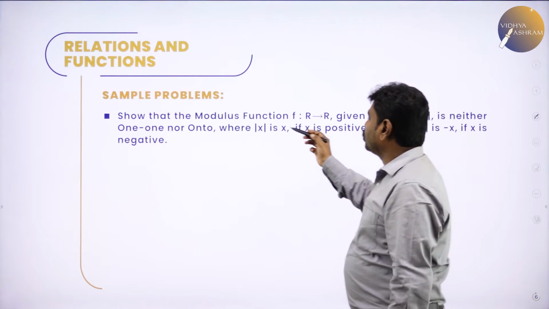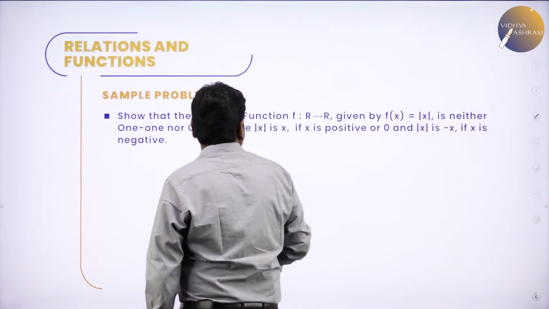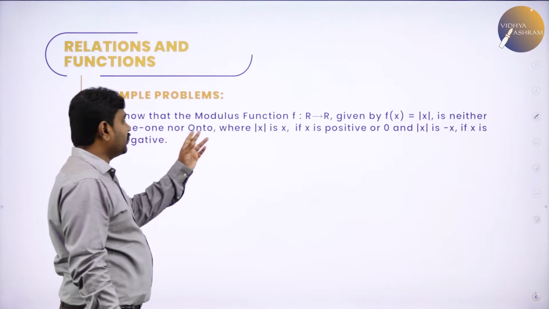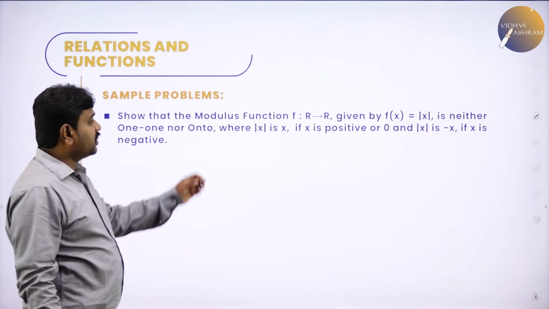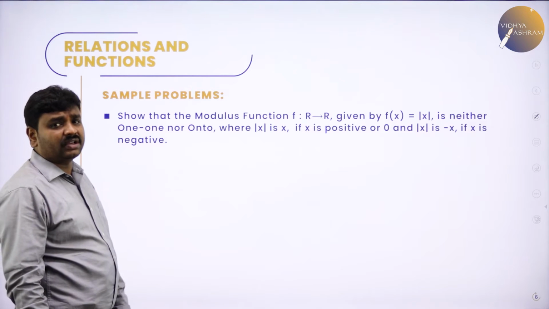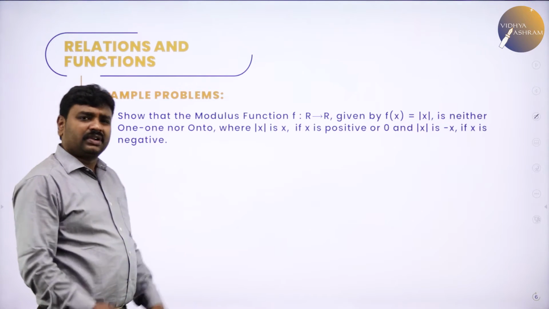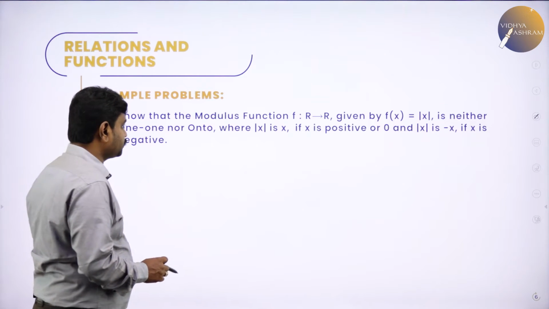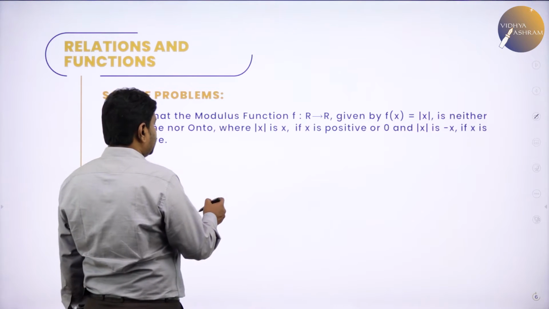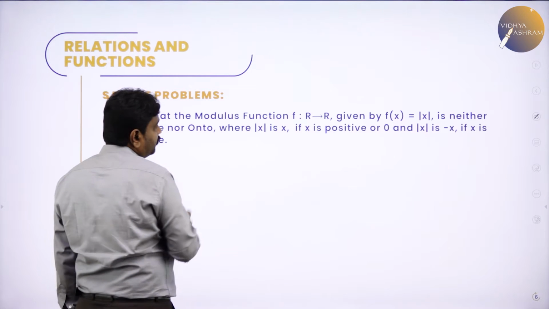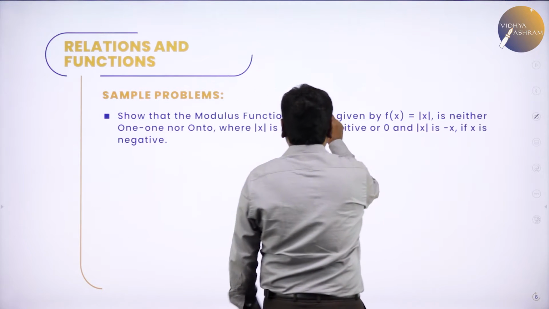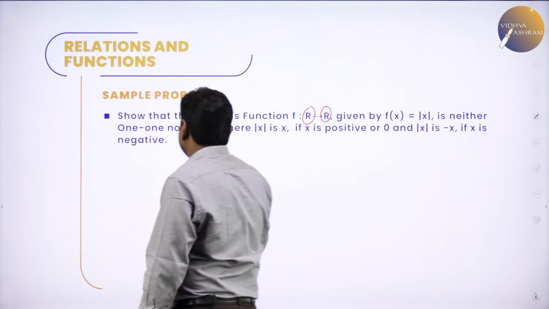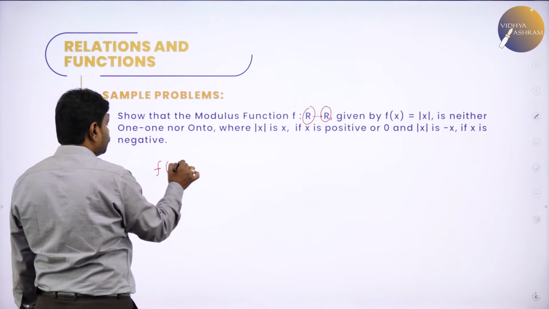Next, they are asking you to show that the modulus function f of x equal to mod x is neither one-one nor onto. Modulus is neither one-one nor onto is what they are telling. It is simple. The modulus function is a mapping from R to R. See, f of x is mod x.